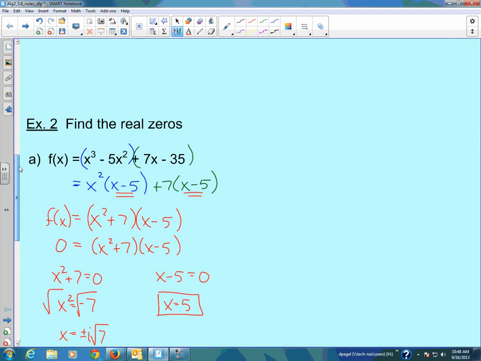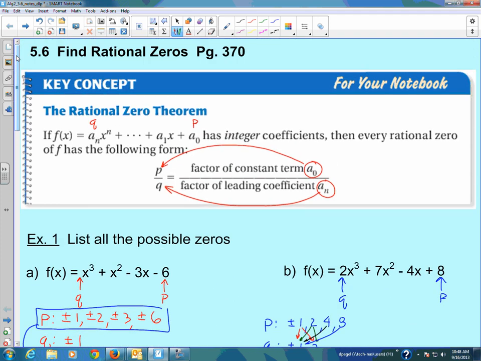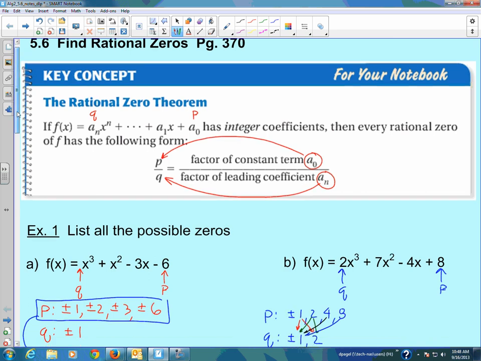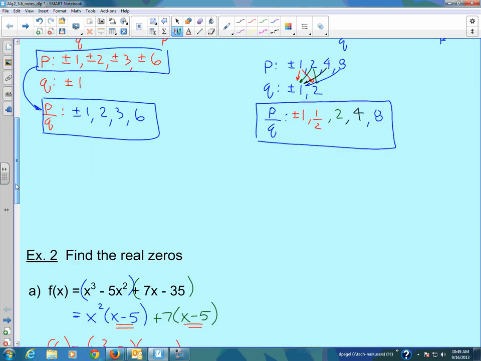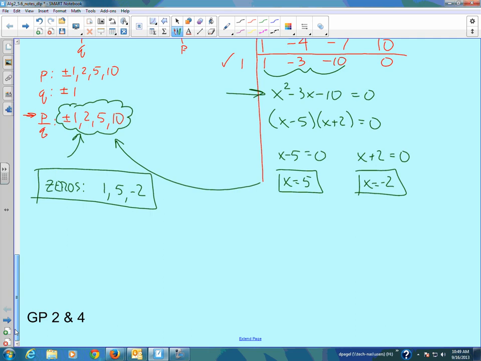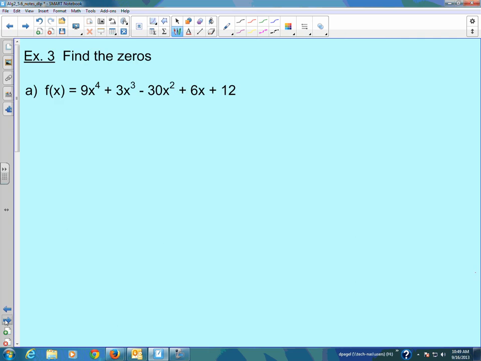All right, so rational zero theorem. Great tool for us to have. Let's go try some more. Find the zeros of this. Now that's definitely not a grouping problem. We've got 5 terms here. Wow, got some Q and P values that definitely give me more possibilities as P over Q. So we're going to have some work to do here.